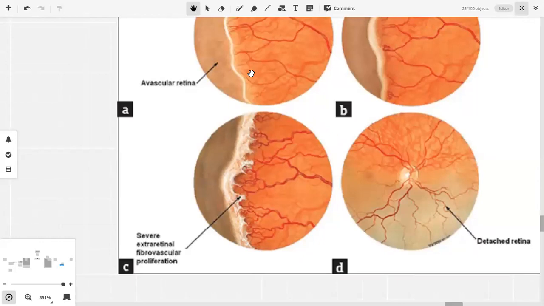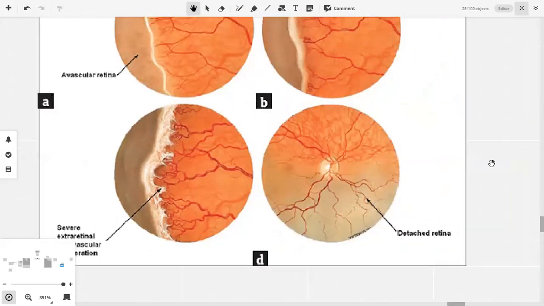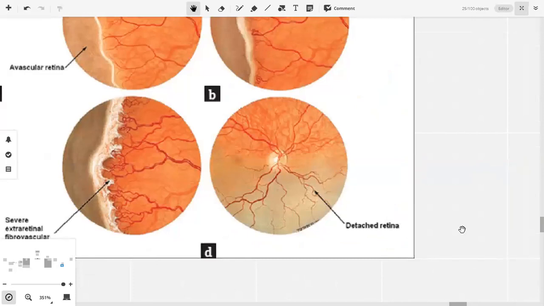And this final image is of stage 4. Now, what is stage 4? Stage 4 आप बताएंगे क्या होता है stage 4?